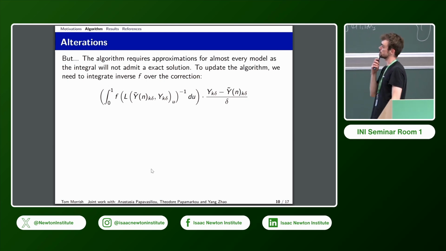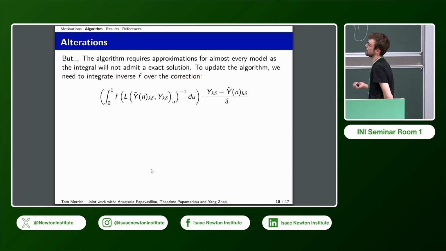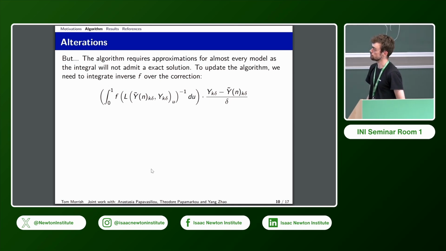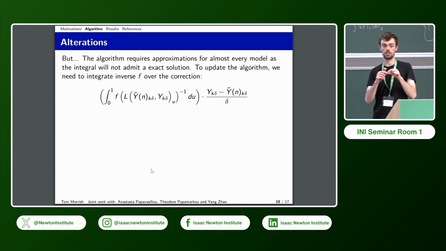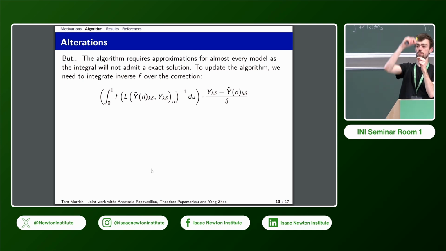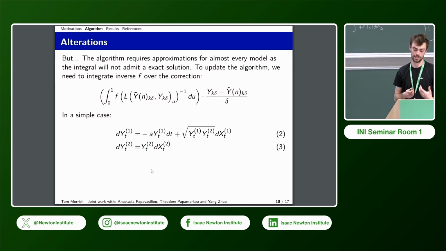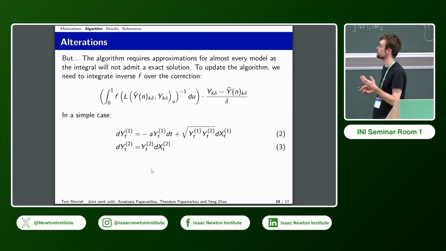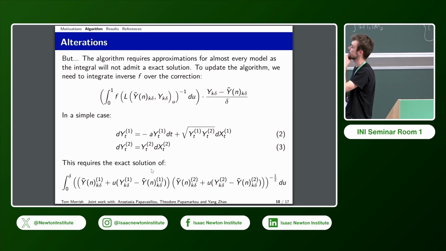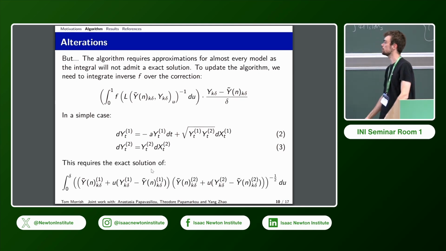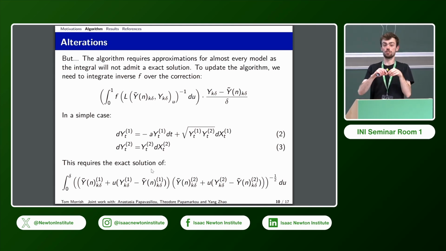Right, so what have we added to this algorithm to make it a bit better? To update this algorithm, you need to integrate your inverse f over the correction. So that little bit of the path that joined up with the sample points, you need to evaluate that f over that linear path. That's not going to be a closed form integral most of the time, so in this simple case, you get something that's quite tough to do. So you can correct your path in a slightly nicer way.